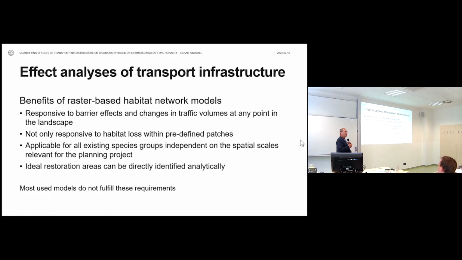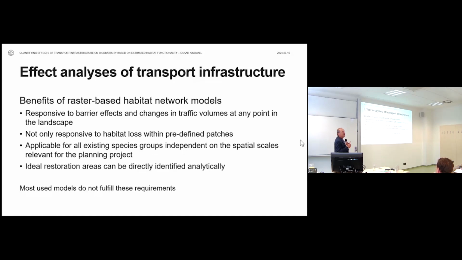This approach is more applicable to more organism groups, because you don't need to really define what is habitat and what is not habitat. You can think of the whole landscape with different quality of each point, which makes it more applicable for many species actually. And that is important because you have to deal with very much of the biodiversity, with the goals that we talked about earlier in this conference.